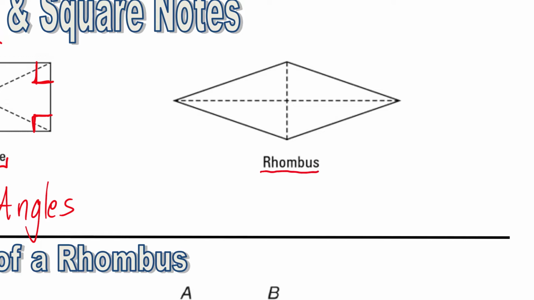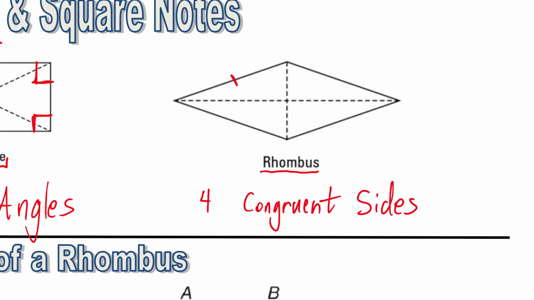So, let me tell you what makes a rhombus a rhombus. A rhombus has 4 congruent sides. That is what makes a rhombus a rhombus. Besides the fact that it's a parallelogram, its defining feature is that it has 4 congruent sides. So what that means is that this side, this side, this side, and this side are all going to be the same length in a rhombus. So like if this side is 8, this side is 8, this side is 8, this side is 8, just as an example. All 4 sides are equal in length.